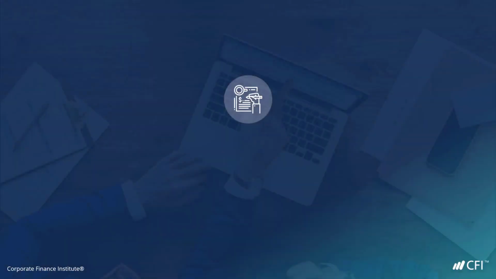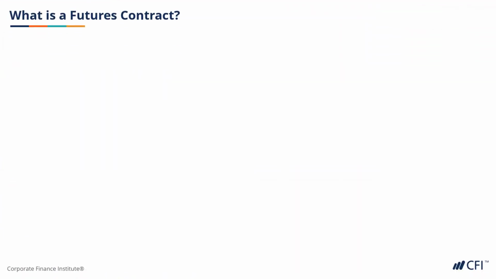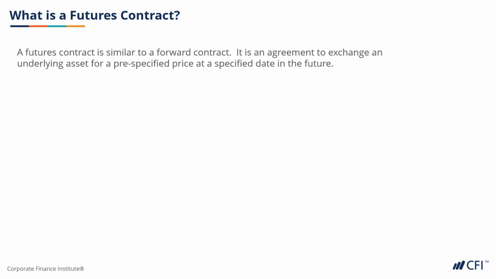Now let's look at futures contracts. So what is a futures contract? Well, a futures contract is very similar to a forward contract in that it's an agreement to exchange an underlying asset for a pre-specified price at a specific date in the future. However, there are some major differences.